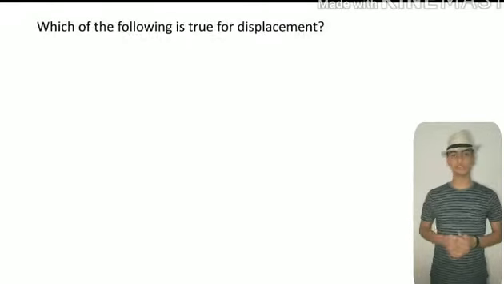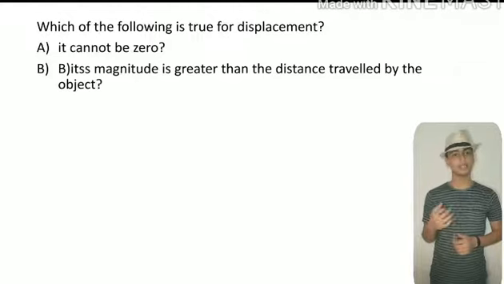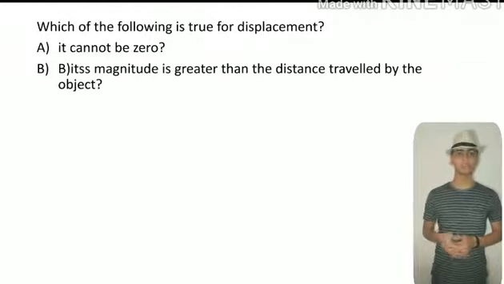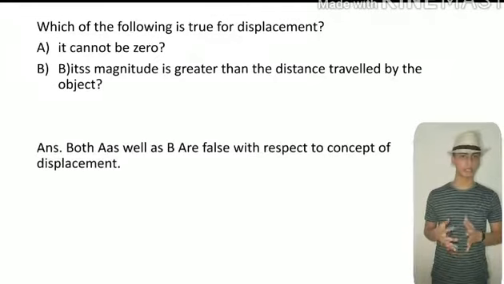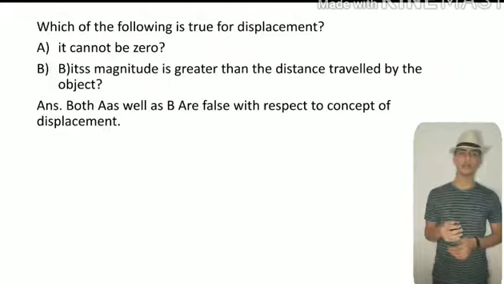Moving to another question: which of the following is true for displacement? A is that it cannot be zero, and B is that its magnitude is greater than the distance traveled by the object. So here both A as well as B are false with respect to the concept of displacement, as displacement can be zero, and its magnitude is not greater than the distance traveled by the object.